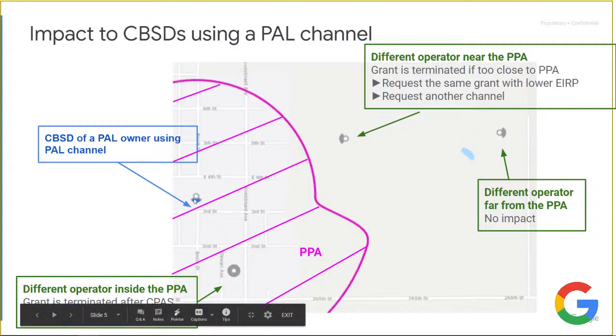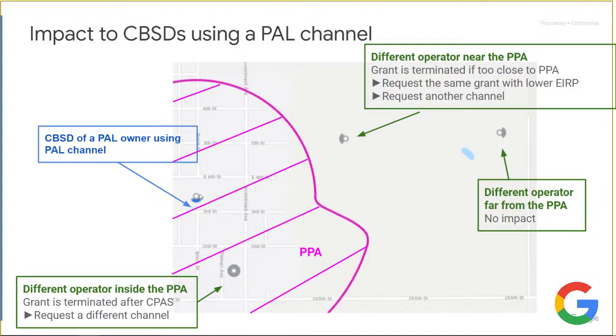Their CBSD is here, and the PPA has been automatically created around their device. Now you can't see the whole thing here because we're zoomed in a little bit. But this pink is the PPA. It's the area within which this CBSD is protected from GAA interference.